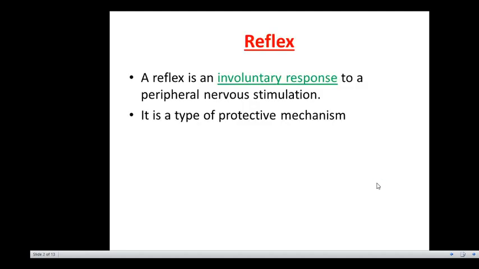The definition of reflex. Reflex is an involuntary response to a peripheral nervous stimulation. Please note it down. It is an involuntary response to a peripheral nervous stimulation. It is a type of protective mechanism. The purpose of reflex is mainly protection.